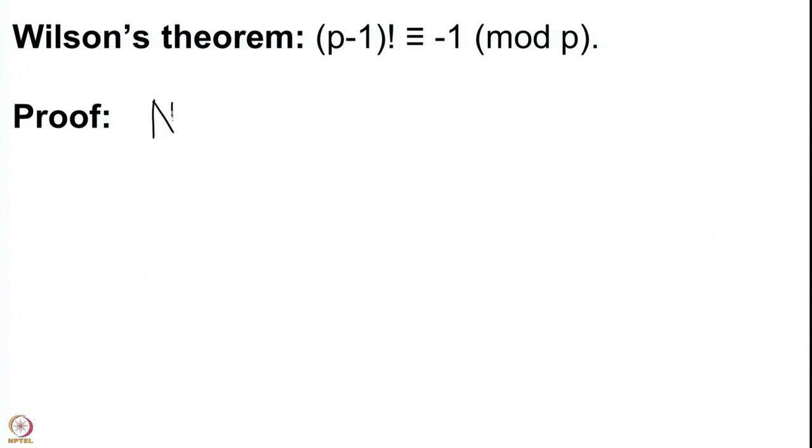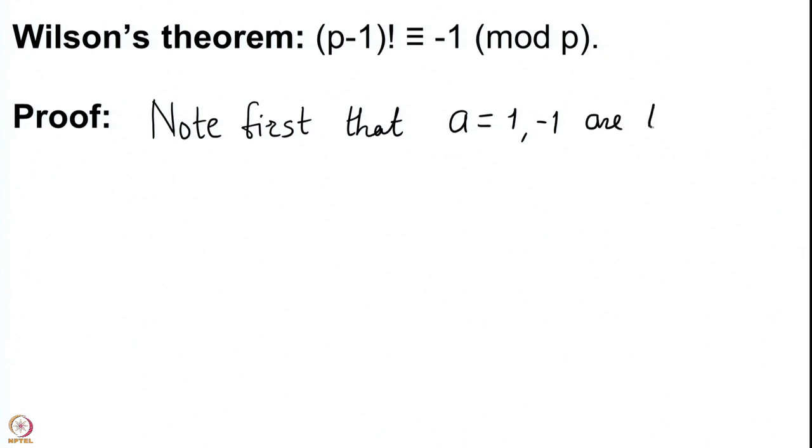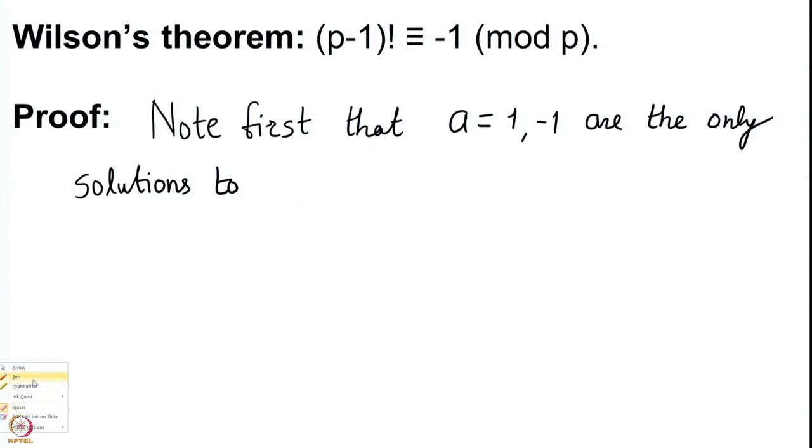So, note first that a equal to 1 and minus 1 are the only solutions to x square congruent to 1 mod p.